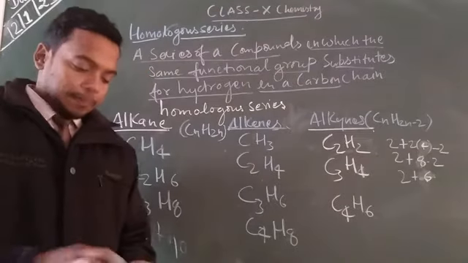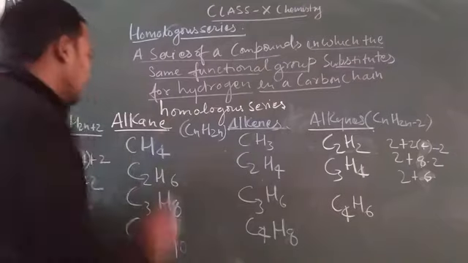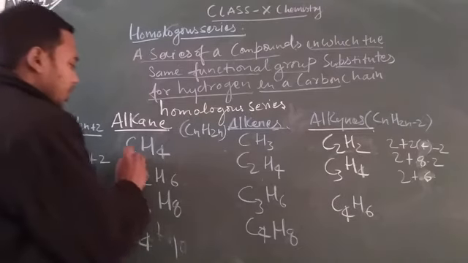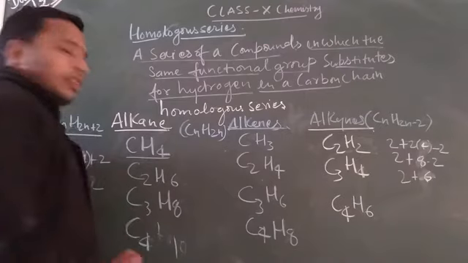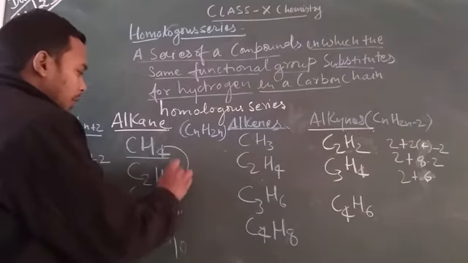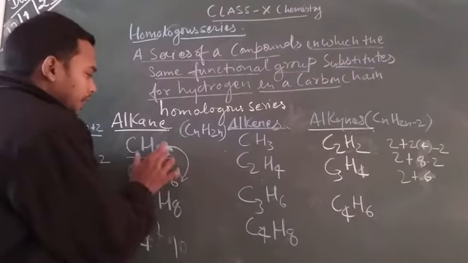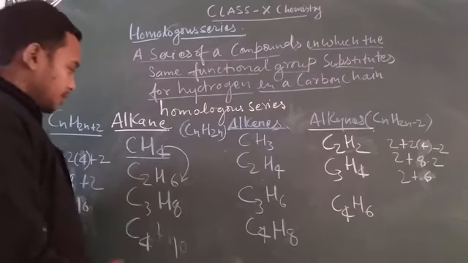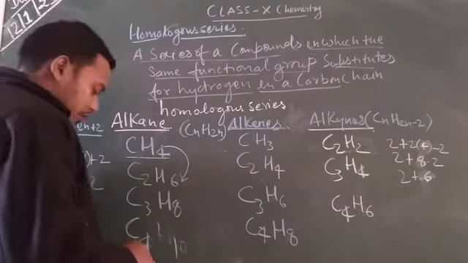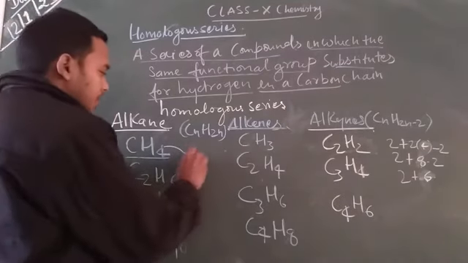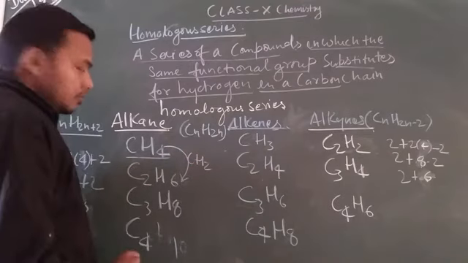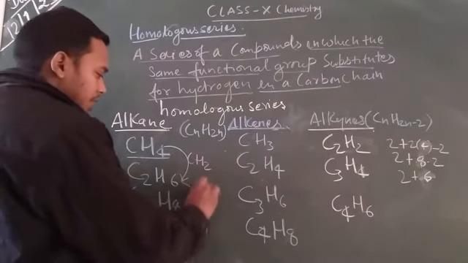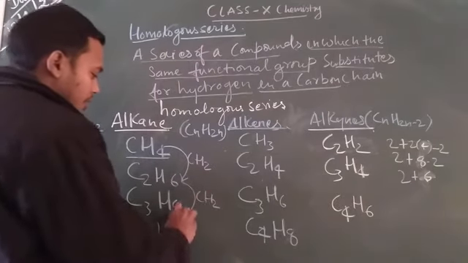So in this homologous series of different alkanes, alkenes, alkynes, if you pay attention, here there is CH4, methane. If you move from one to another, if you add CH2 to this CH4, it will become C2H6. The difference between them is CH2, and another difference is CH2.